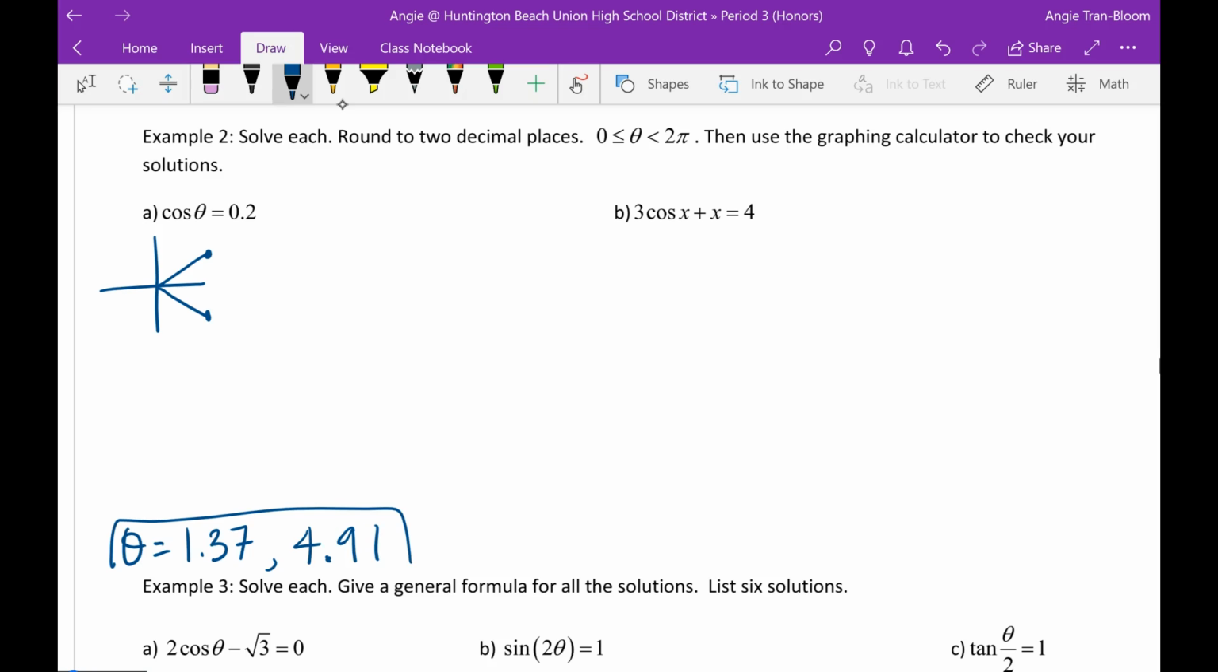So go to y equals. Enter that in y1 or y2, you pick. Whatever you already entered, put the other one in the left side. What's the left side of this equation? Cosine of theta. I believe you have to use x, so go ahead and enter cosine of x.